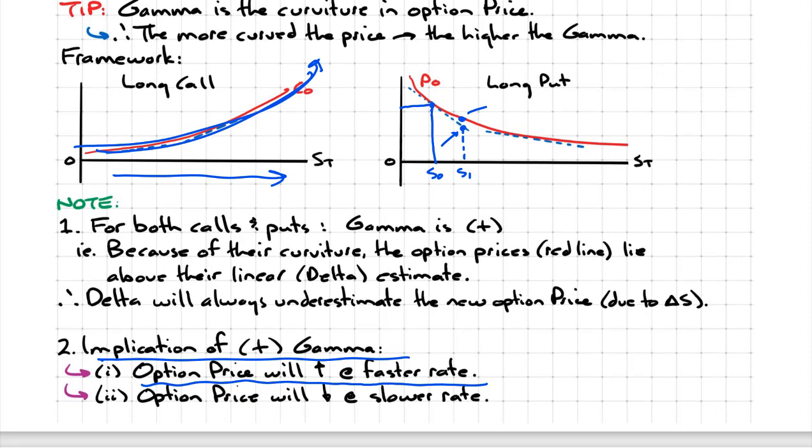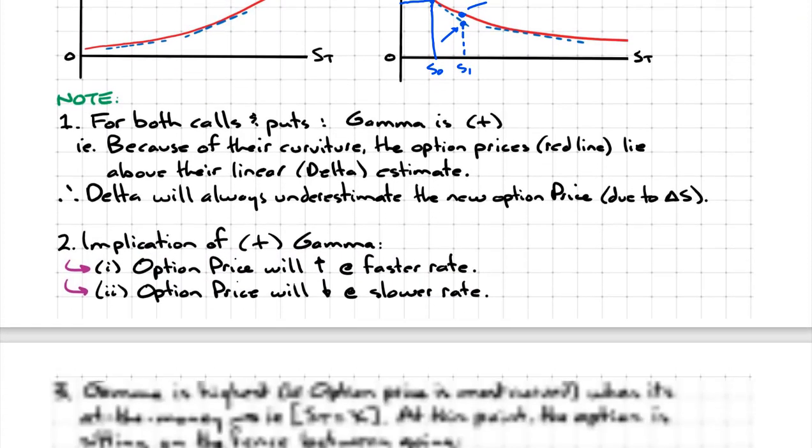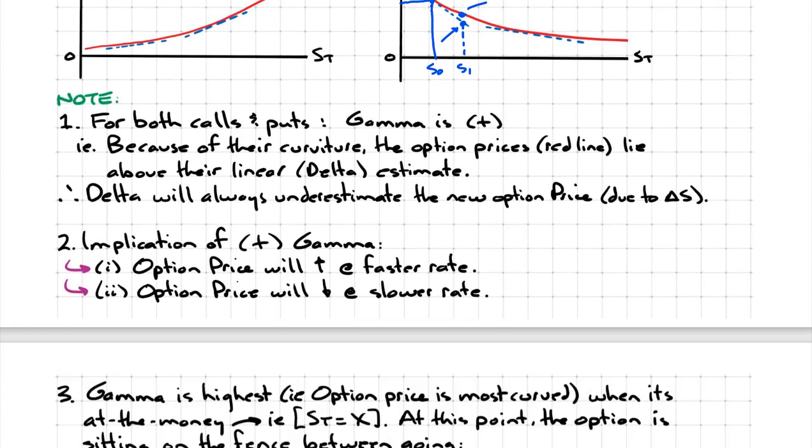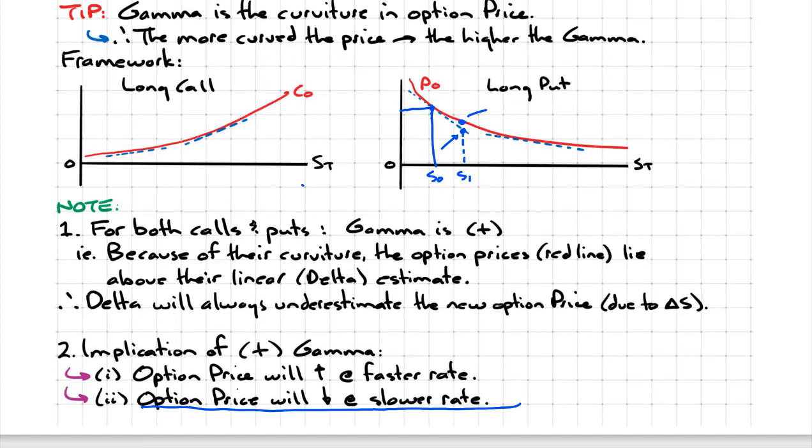On the other hand, if the spot price is decreasing, you could see that the value of the call option will decrease at a decreasing rate. So if the spot price is decreasing, you could see that the downward trajectory is starting to flatten out. That means the descent is getting slower and slower.